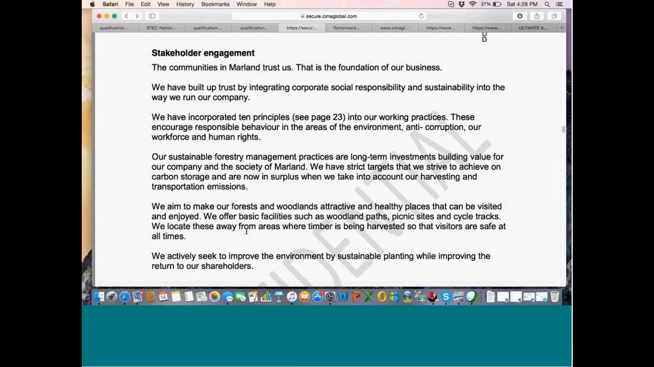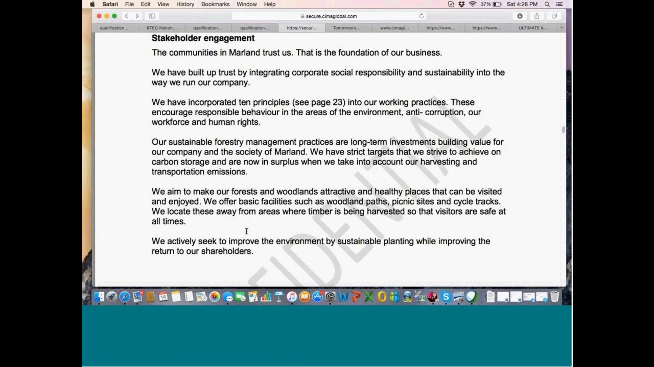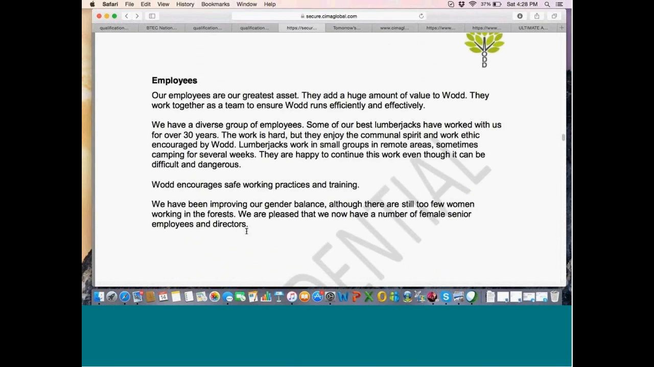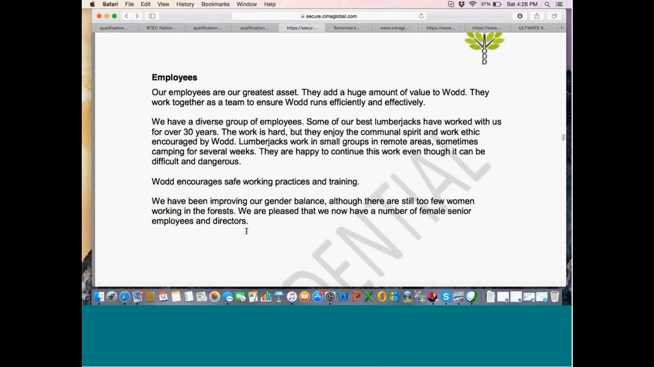And let's go into the next one. So we talk about employees. Now, this is where we said some employees have worked 30 years, and again, we say they're happy to continue with the work, even though it can be difficult and dangerous. So, like you guys quite correctly said, there might be resistance for sure when you come up with new technologies, right? People have worked over 30 years in this company.